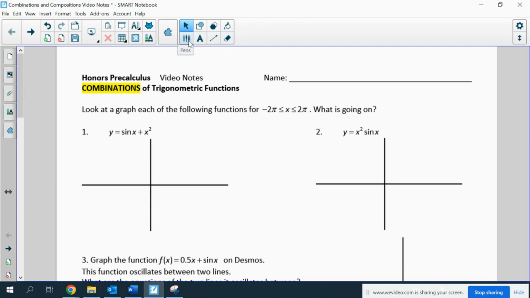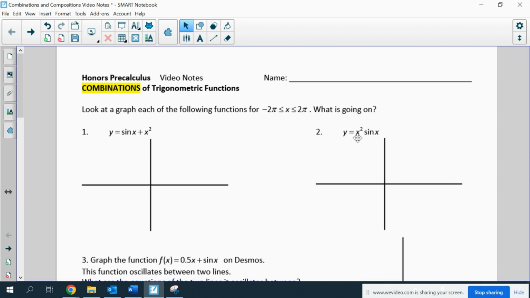This video is about combinations and compositions of trig functions. So we're going to look at a graph for these two functions, y equals sine x plus x squared and y equals x squared sine x squared. If we think about what might happen, sine of x, remember, is bounded between -1 and 1, and x squared grows pretty fast. So if we think about the first one, the x squared is probably going to be way more important than the sine.